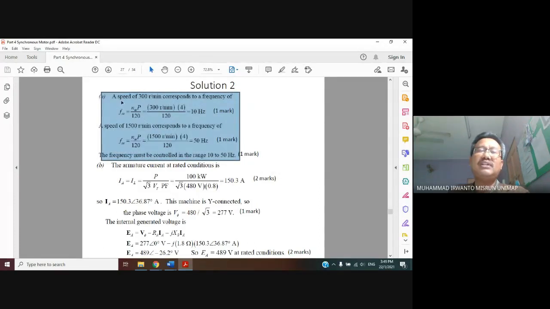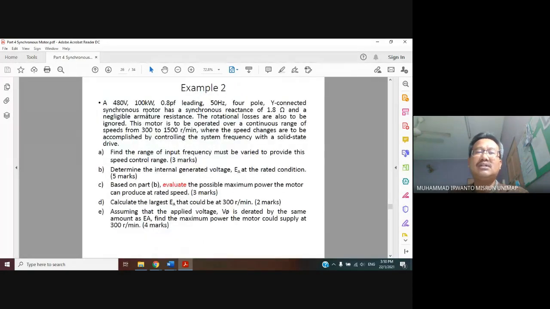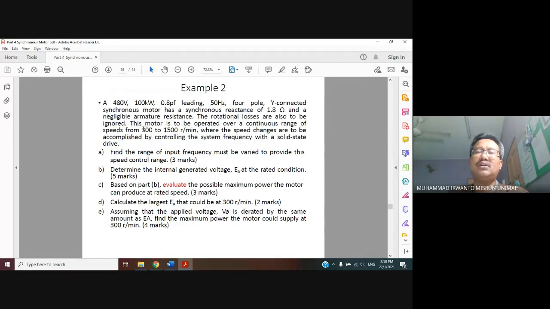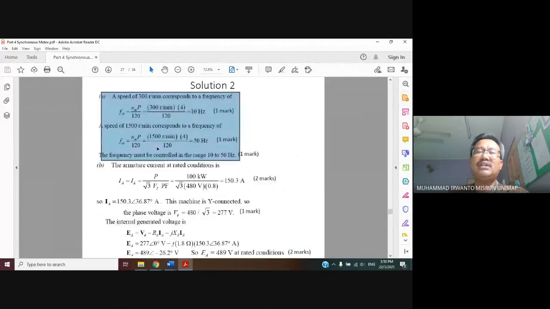Now, so we can start from the general formulation. NM is equal to 120 multiply F over P. Or we can write here F is equal to NMP over 120. Now, based on here, the RPM 300. So 300 multiply number of pole is 4. Ya, jadi 300 RPM multiply 4 over 120. Ya, 10 Hz.